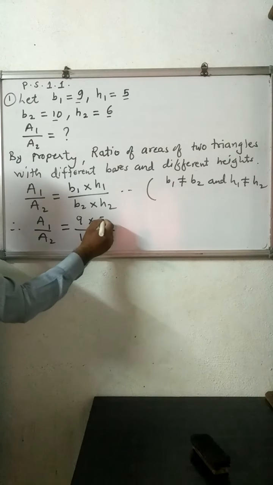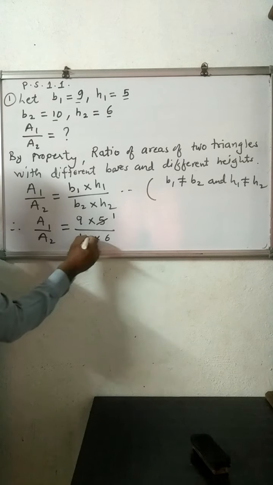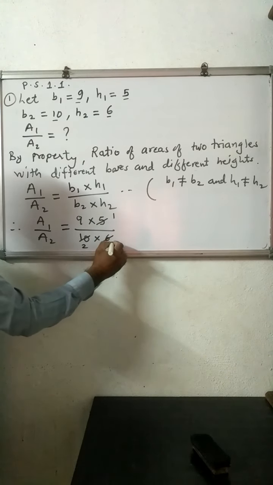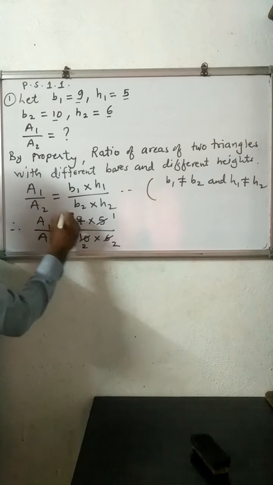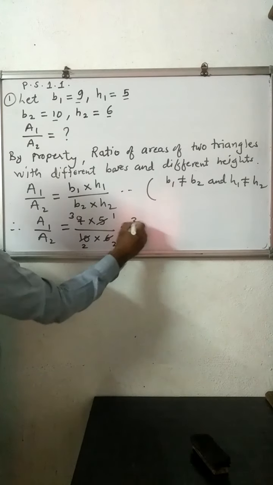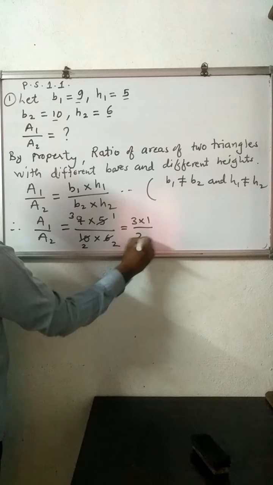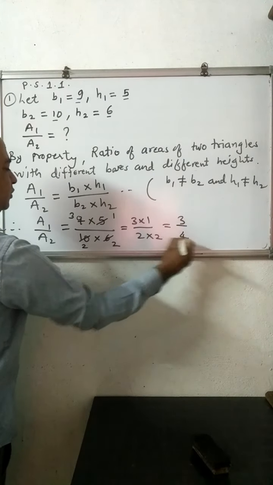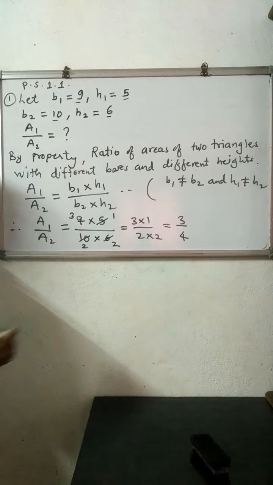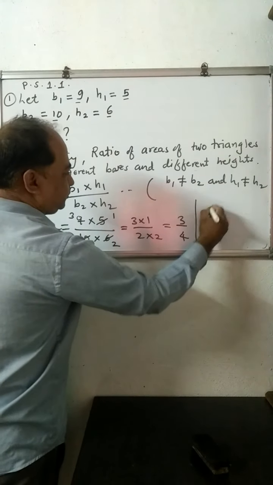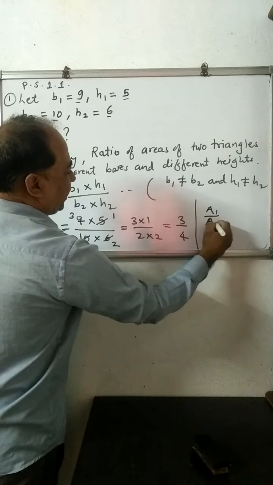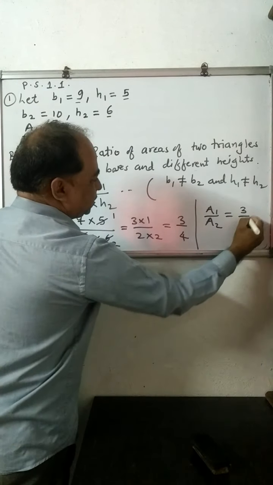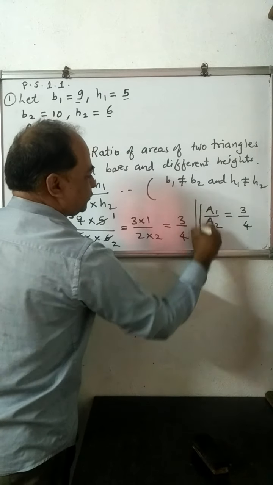Simplify. Here 5 ones are 5, 5 twos are 10, 3 twos are 6, 3 threes are 9. That is 3 into 1 upon 2 into 2, which is equal to 3 upon 4. So A1 upon A2, the ratio of area of two triangles with different base and different height, is equal to 3 upon 4.